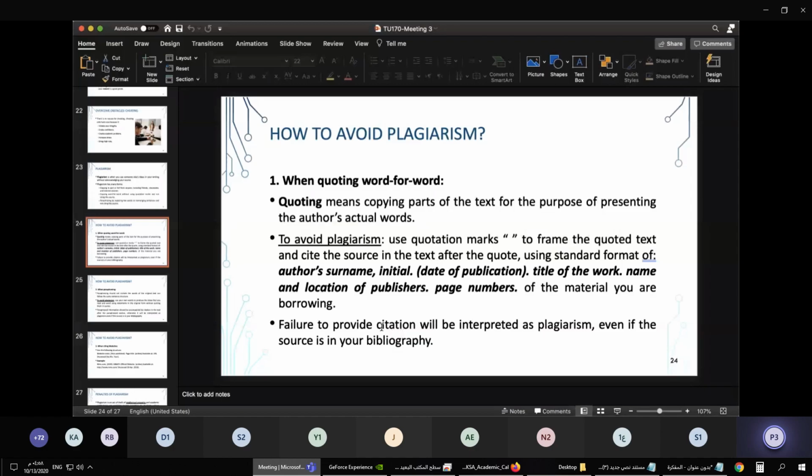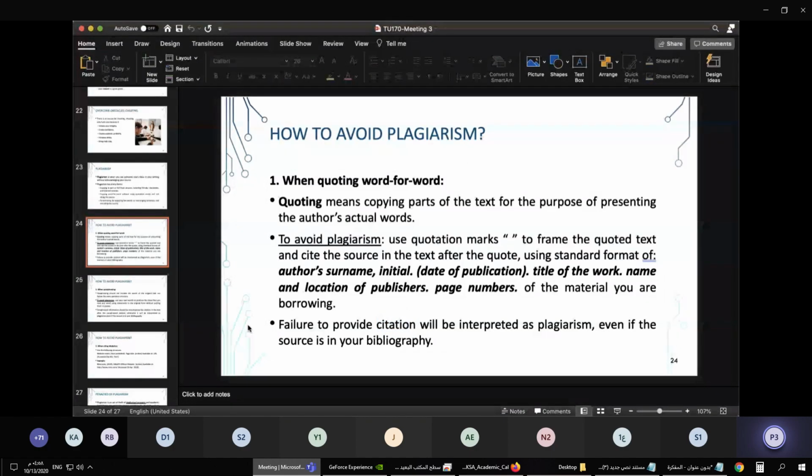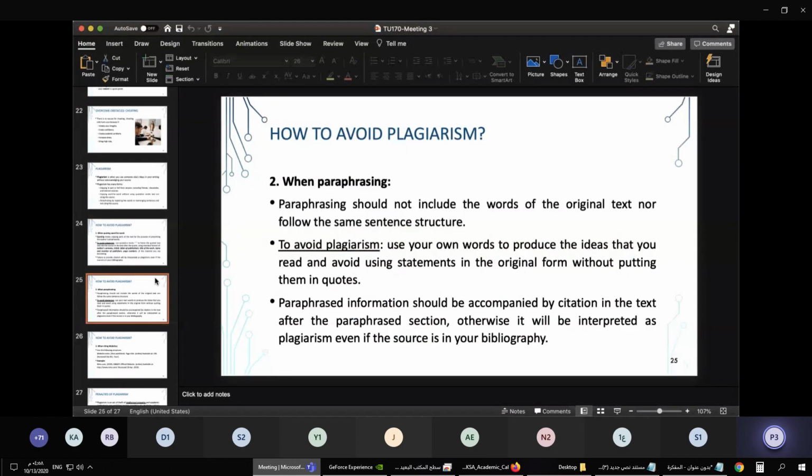Failure to provide a citation will be interpreted as plagiarism even if the source is in your bibliography. So if you put the source as a reference, but you did not use quotation marks, and you just copy the sentence or the words from the source, that would be plagiarism.